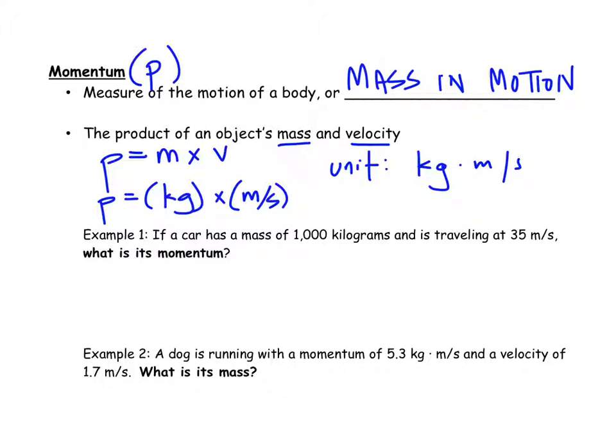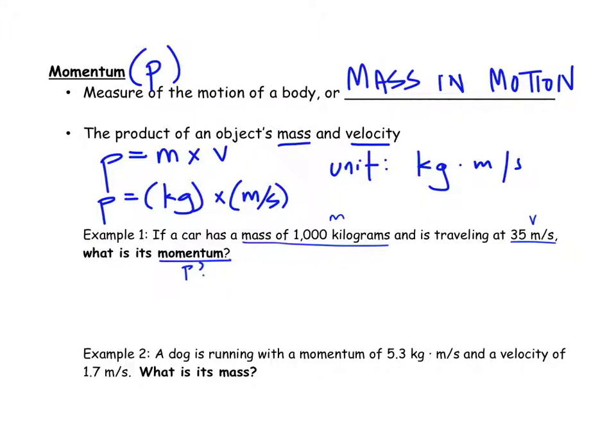In example 1, it says if a car has a mass of 1,000 kilograms and is traveling at 35 meters per second, what is its momentum? Well, if I look here, it tells me that it has 1,000 kilograms as its mass. So this is m. It's traveling 35 meters per second, so that tells me how fast it's going. That's velocity. And it wants to know momentum, which we said is lowercase p.